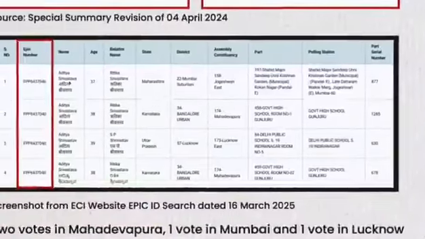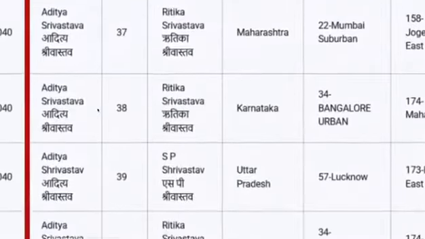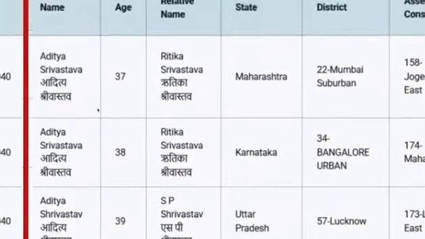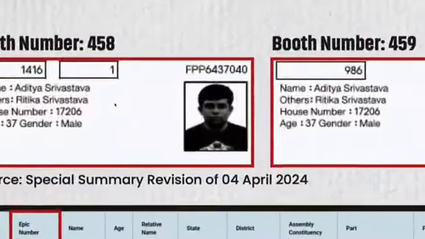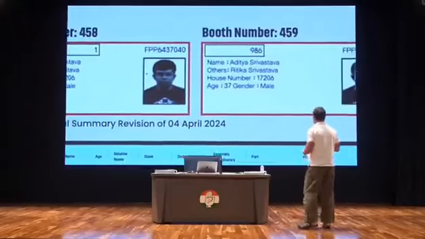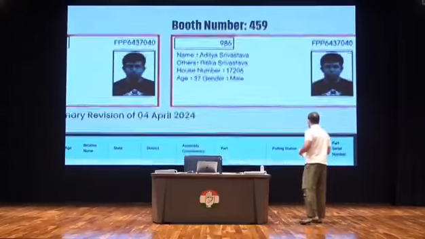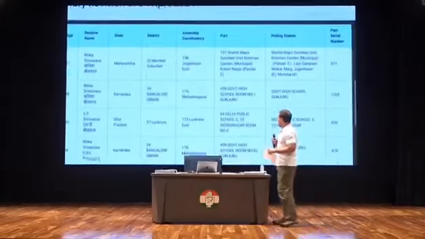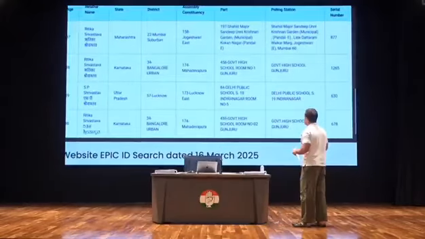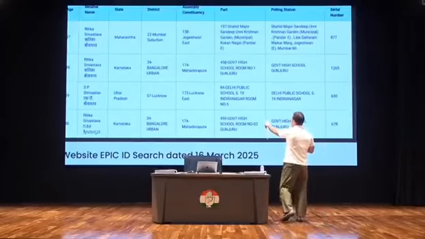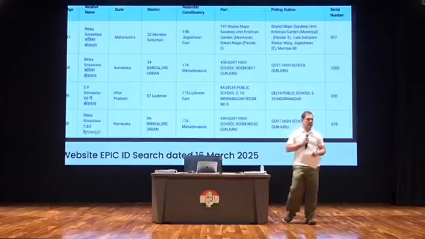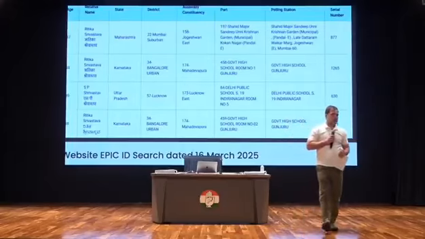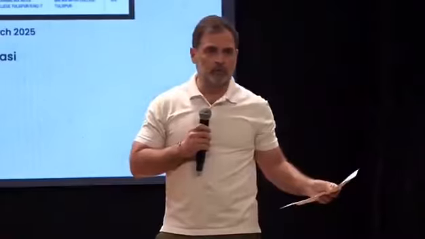This is the gentleman called Aditya Srivastava. Just zoom out for a second. Yeah, just zoom into the top 2 there. He votes in booth number 458, same person. He votes again in booth number 459, same person. Go down. And then this gentleman goes Karnataka, Uttar Pradesh, Karnataka, and Maharashtra. So he's got his name on 4 lists, different states, different polling booths.